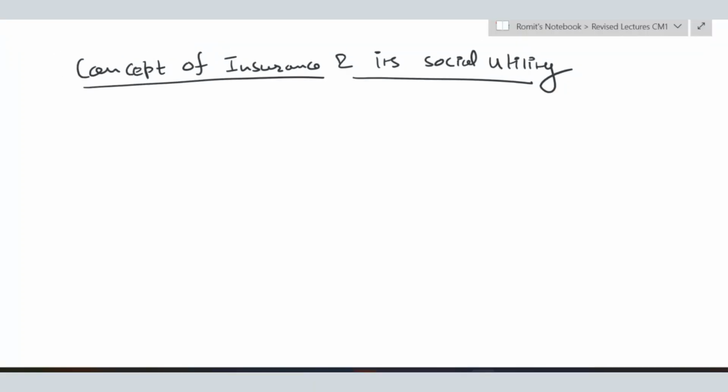I'd like to talk about the concept of insurance and its social utility. That is, why does insurance even exist in a society? And what utility do people derive from buying insurance?